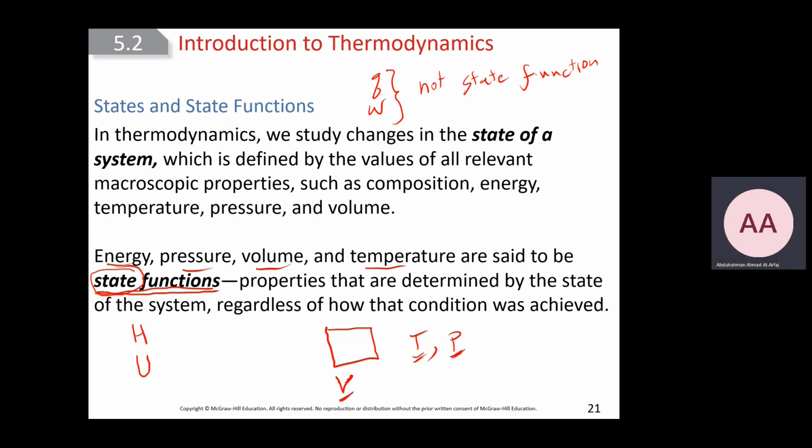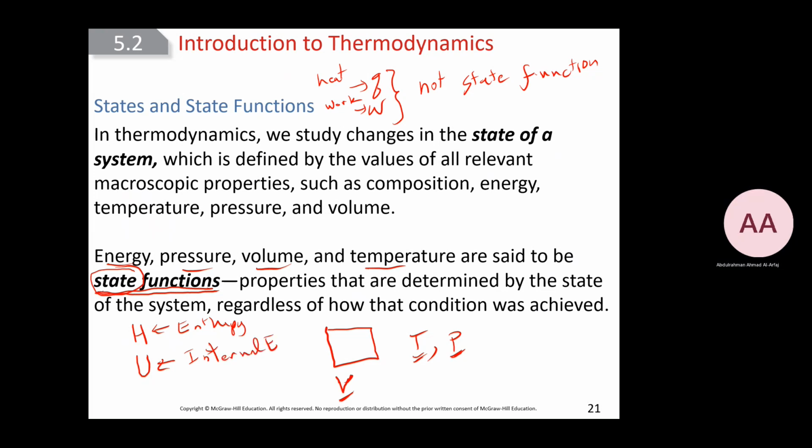Q is heat and W is work, and they are not state functions. H is enthalpy and U is internal energy, and these are state functions. And of course, volume, temperature, and pressure are all state functions.